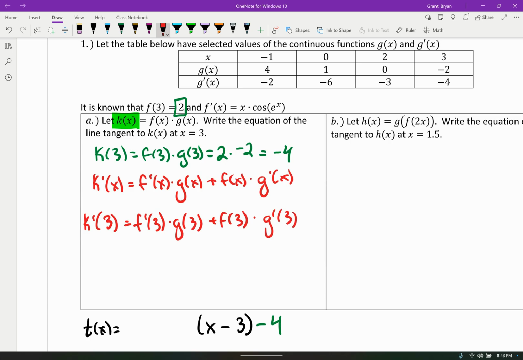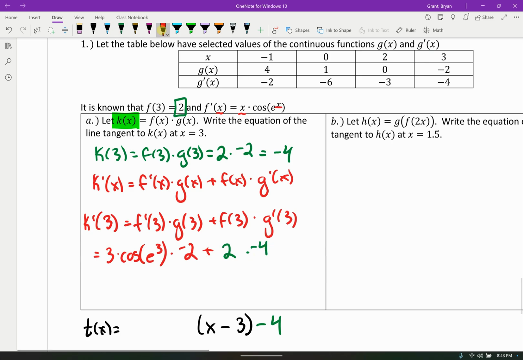Now let's find each value. F prime of 3, they gave us the equation for f prime, so let's replace those. 3 times cosine of e cubed. G of 3 we can get from the table, we've seen it before, it's negative 2. F of 3 we saw before, that is 2. And g prime of 3 we can get from the table as well, that's negative 4.